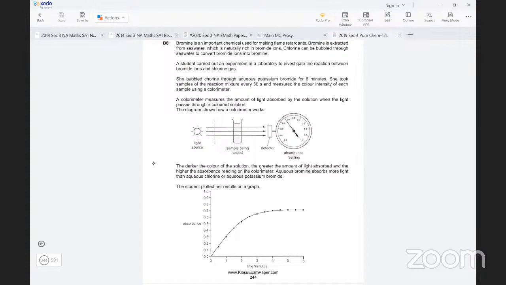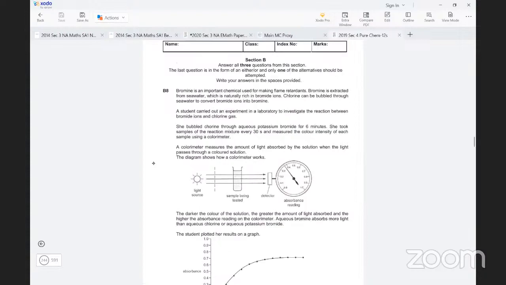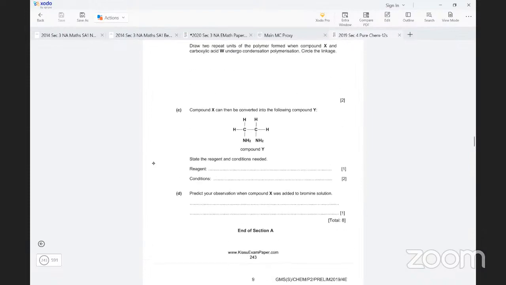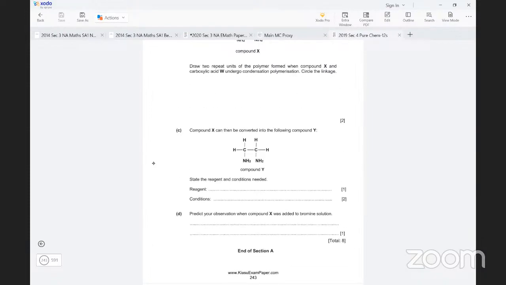Okay. Doable. I think it's doable. You have been practicing it, right? Yeah. Whether you can do 20 or not, we'll see tomorrow, right? Now, end of section A. How many marks is section A? Yeah, 50. Look.